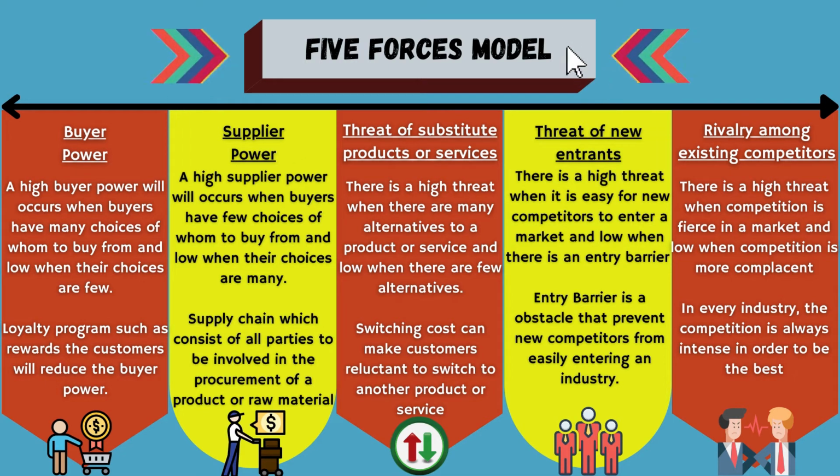Fourth, threat of new entrants. There is a high threat when it is easy for new competitors to enter a market and low when there is an entry barrier. Entry barrier is an obstacle that prevents new competitors from easily entering an industry. The last one is rivalry among existing competitors. There is a high threat when competition is fierce in a market and low when competition is more complacent. In every industry, the competition is always intense in order to be the best.